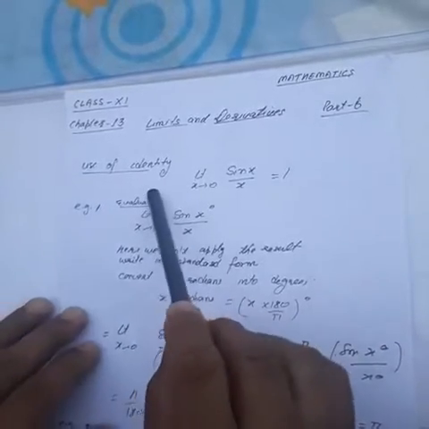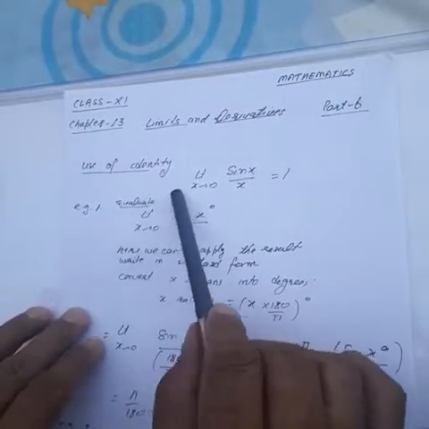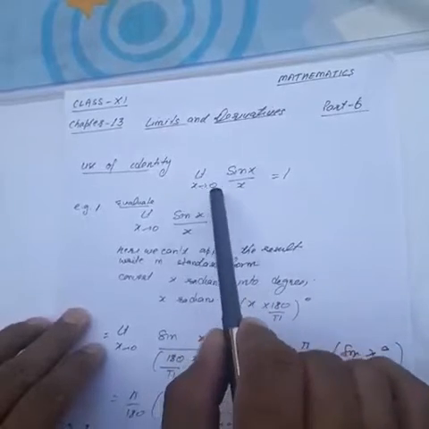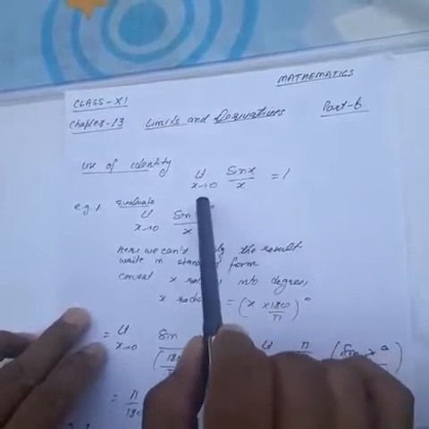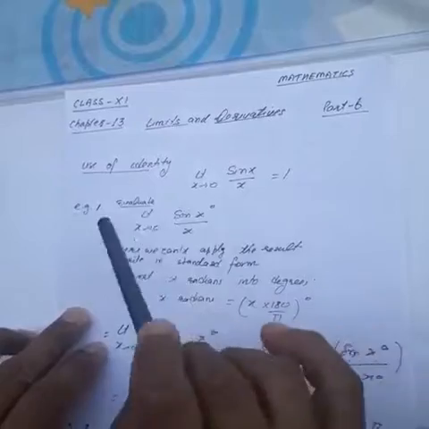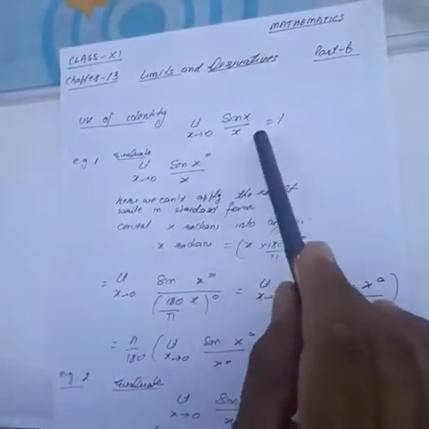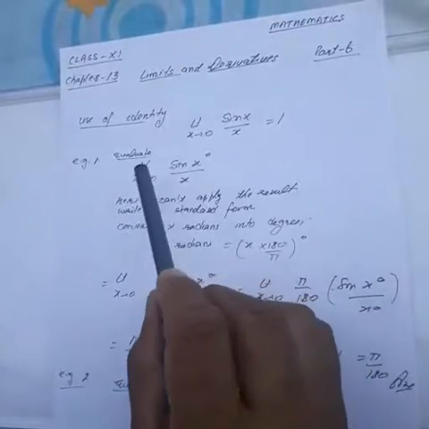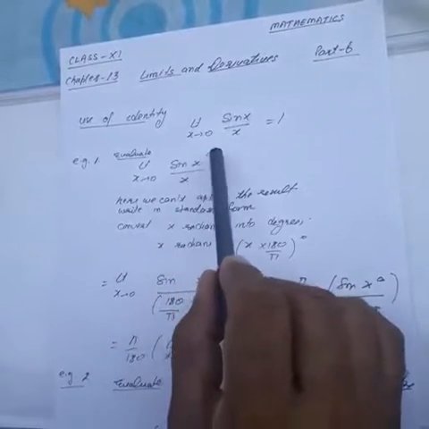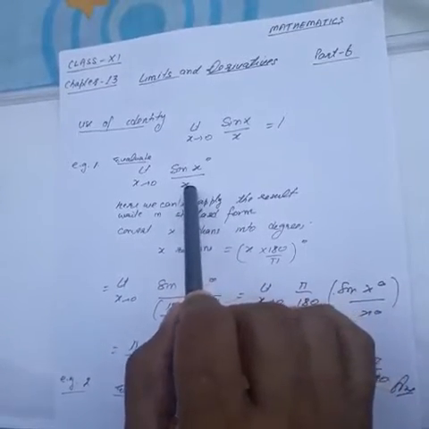Now we were doing questions based on the identity limit x tends to 0 of sin x upon x. We know it is equal to 1. Now this is one example to understand this identity. Limit x tends to 0 of sin x degree upon x.